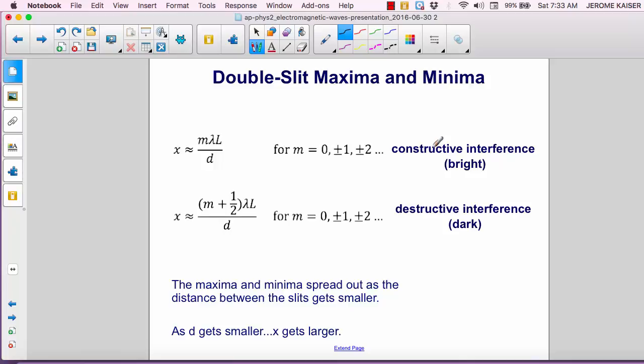The maxima and minima spread out as the distance between the slits, d, gets smaller. So what we're basically saying is that as d gets smaller, the distance between the slits gets smaller. I repeat, the distance between successive maxima or minima increases.